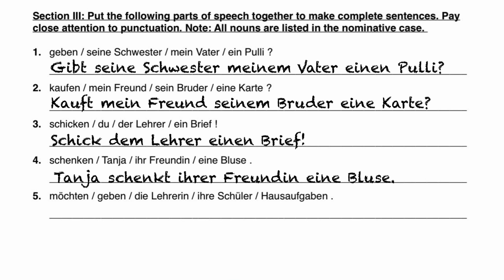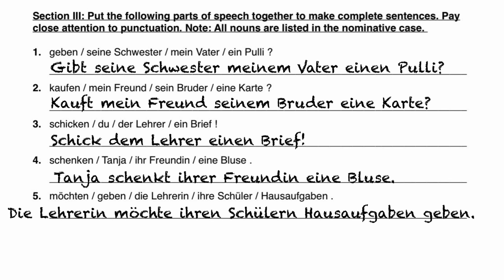Nummer 5. Here we have another statement, and we have a period at the end of the sentence, which is how we know that. And we also have a modal auxiliary, möchten, and then we also have geben. So we want to say the teacher would like to give the students homework. Homework is the thing being given in the sentence and therefore is accusative. The students are the ones that are in the dative case, and so we have here Die Lehrerin möchte ihren Schülern Hausaufgaben geben. The teacher would like to give her students homework.